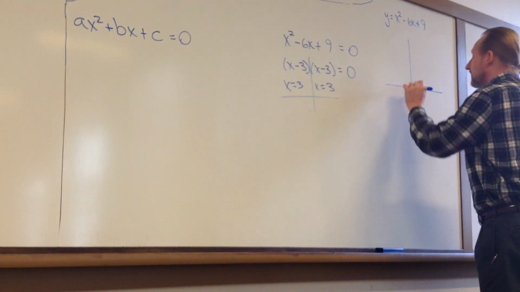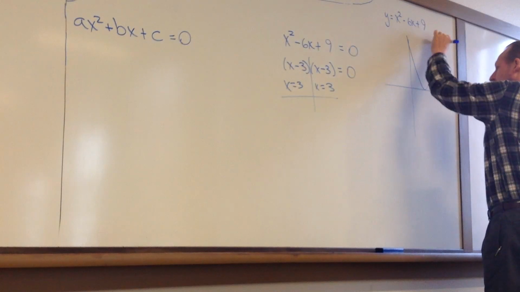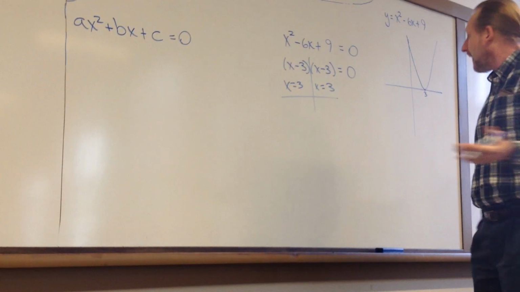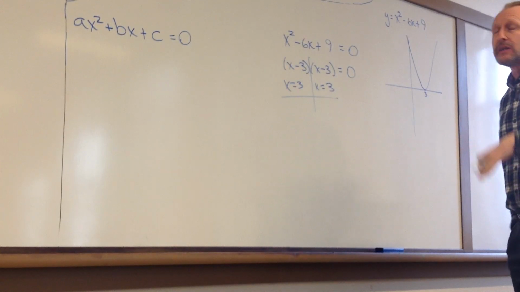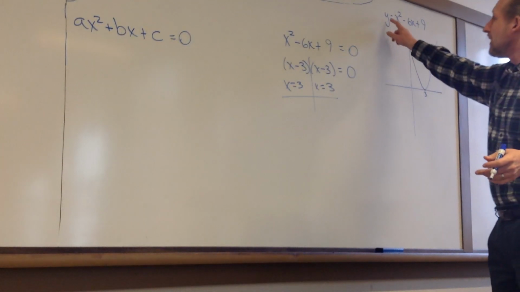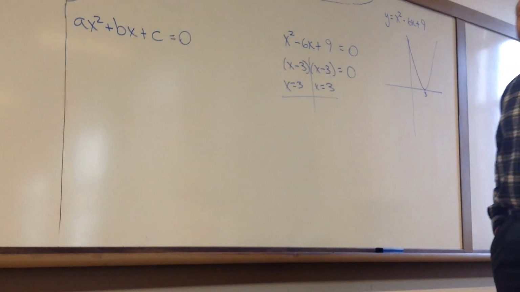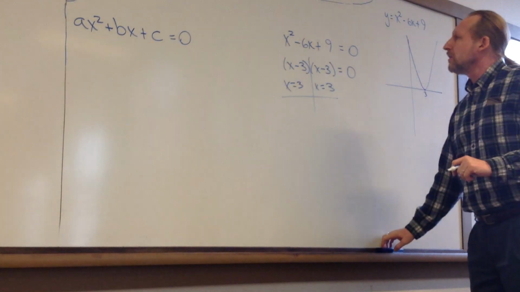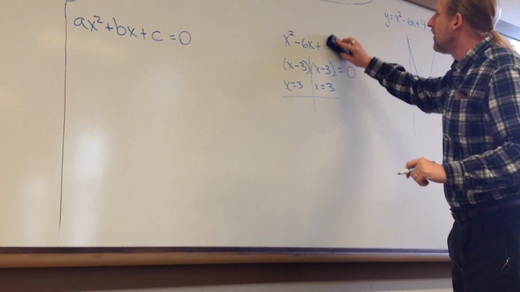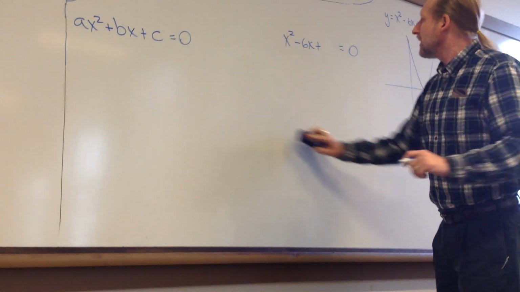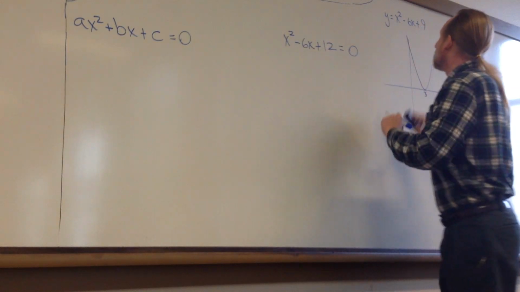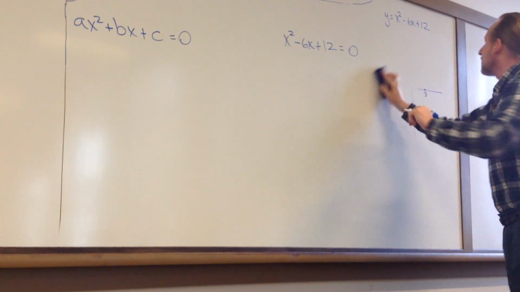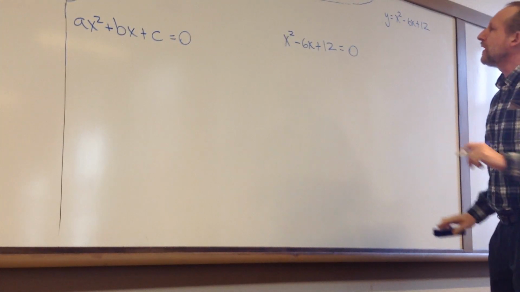The graph of this is going to look something like this. So it just comes down and touches the x-axis at the value x equals 3, because 3 is the only x value that's going to make this y equal to 0. Okay, now the next equation I raise there is, I change that 9 to a 12, x squared minus 6x plus 12.